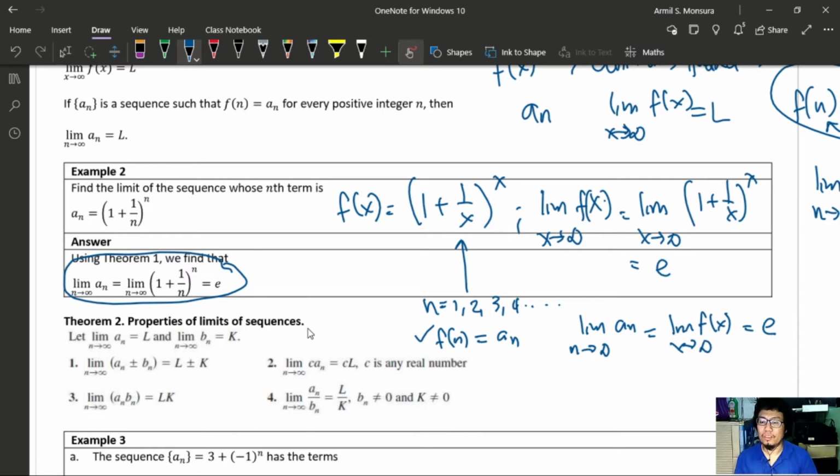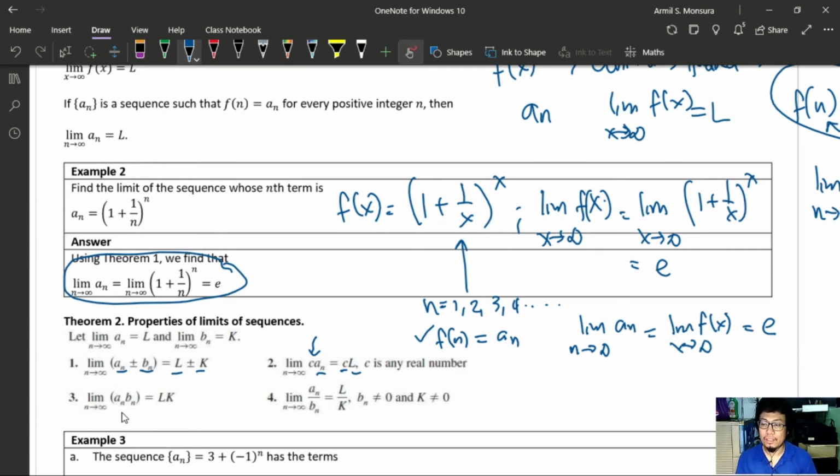Now, theorem 2 states the properties of limits for sequences a n and b n, which is basically the same properties that you have dealt with in your calculus class before. So here, if you're evaluating the limits of the sum of two sequences, you simply add their respective limits. If you're finding the limit of a sequence multiplied by a scaling factor c, then you can simply multiply that scale factor to the limit of the sequence.